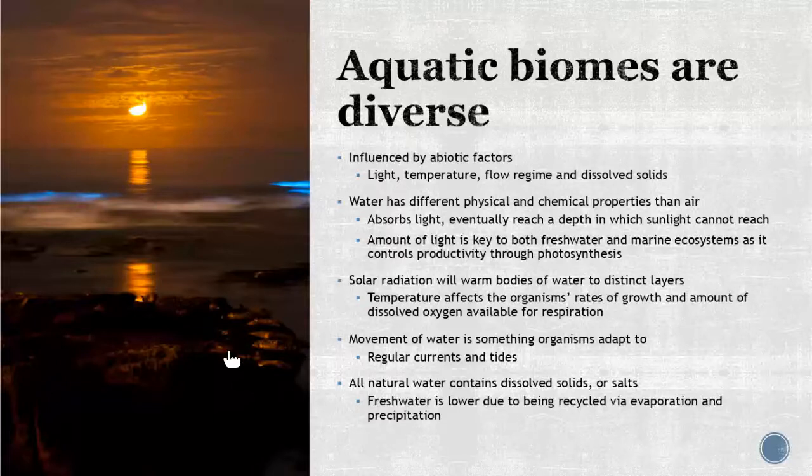You're going to see a lot of light and temperature and how it flows that's really going to influence how it's organized, especially when it comes to the oceans. Now, with water, it's going to have a lot of different physical properties than air. And when it comes to that, only so much light can actually get through water. We're going to see, especially talking about the oceans, we get to a depth where sunlight cannot reach.